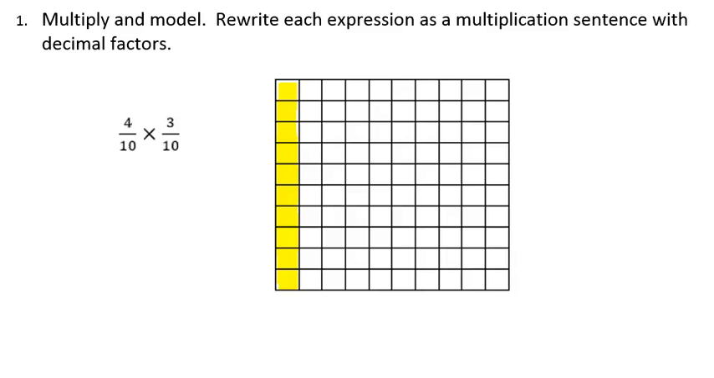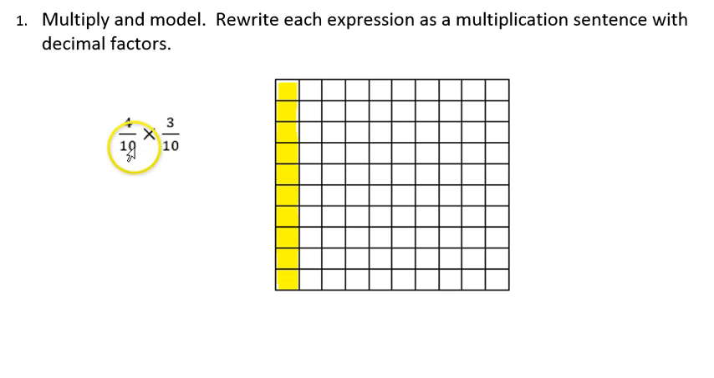This tutorial is for 5th grade, Module 4, Lesson 17. In this lesson, we're going to use the hundreds grid to multiply fractions and then see how that relates to multiplying decimals. The directions for the first problem say to multiply and model. We're going to rewrite each expression as a multiplication sentence with decimal factors.